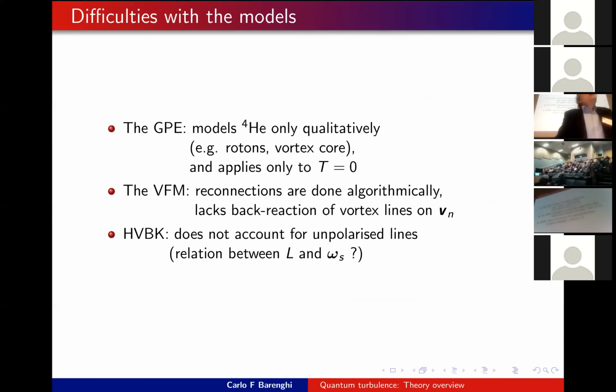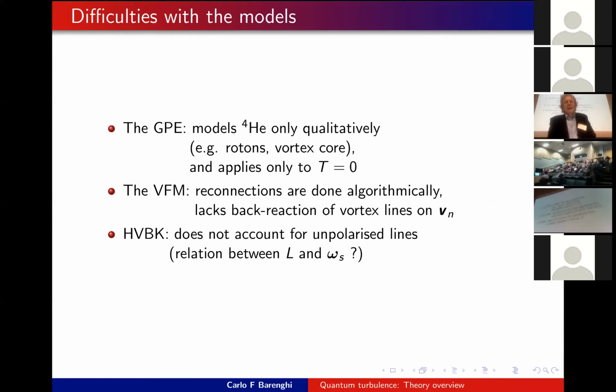Above all, the original model of Schwarz lacks the back reaction of the normal fluid onto the vortices. Sorry, the back reaction of the vortices on the normal fluid is not accounted for. So the normal fluid is prescribed, but it must obey its own Navier-Stokes equation with some friction. And this is not a simple problem.